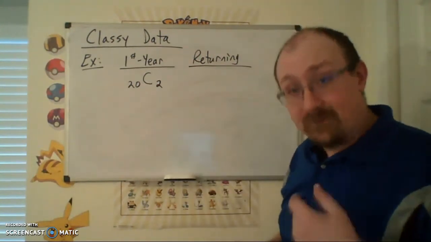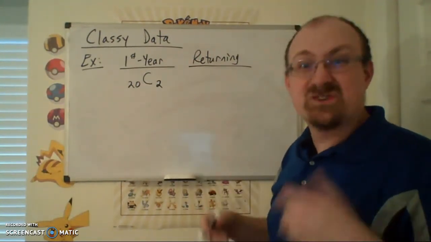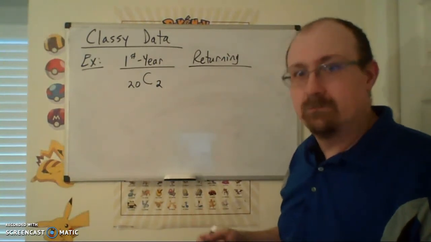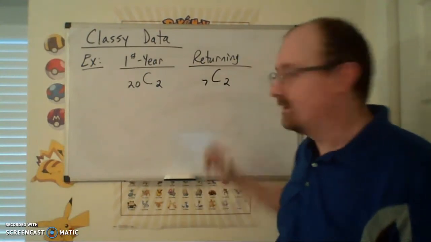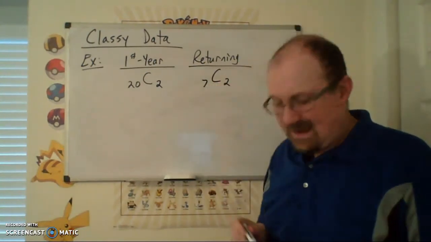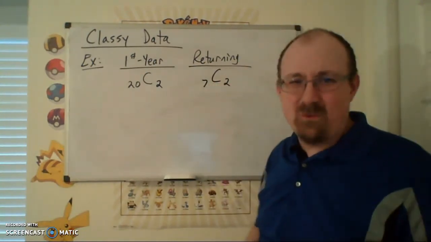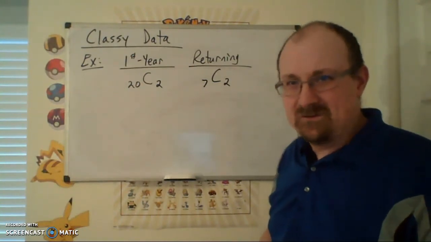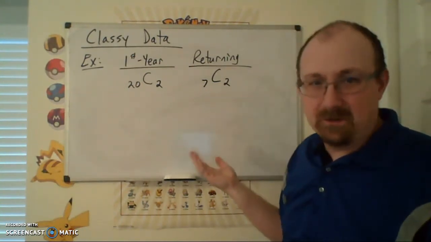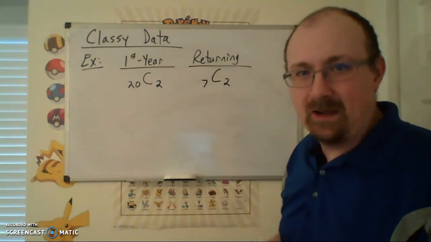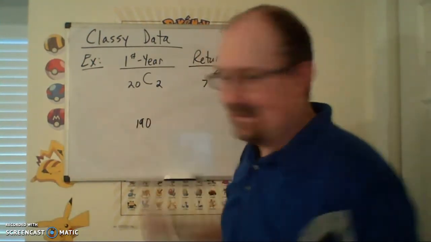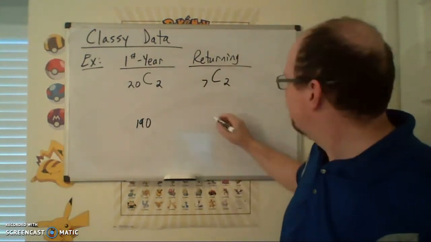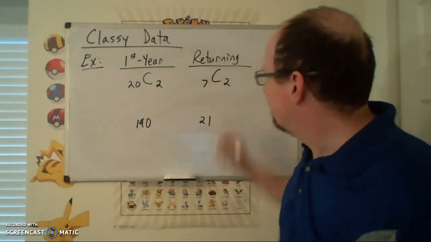All right. For the returning students, same deal. There were 7 of them. We're picking out 2. Order doesn't matter. So 7 C2 right there. And I arranged things this way on purpose. So technically, you can work out these numbers. You can get them. That's great. 20 C2 works out to be 190. 7 C2 should work out to be 21. So you get those numbers.